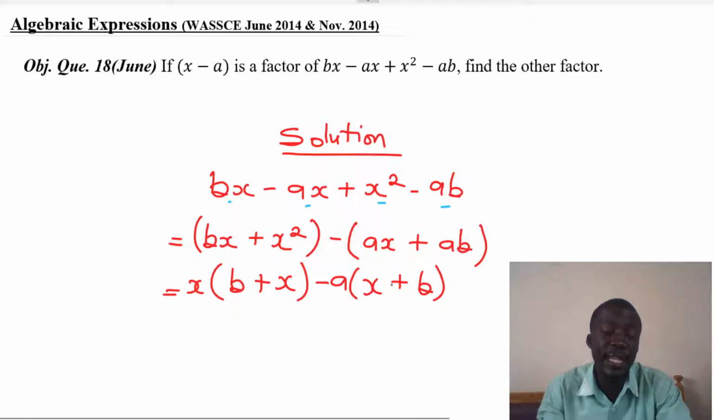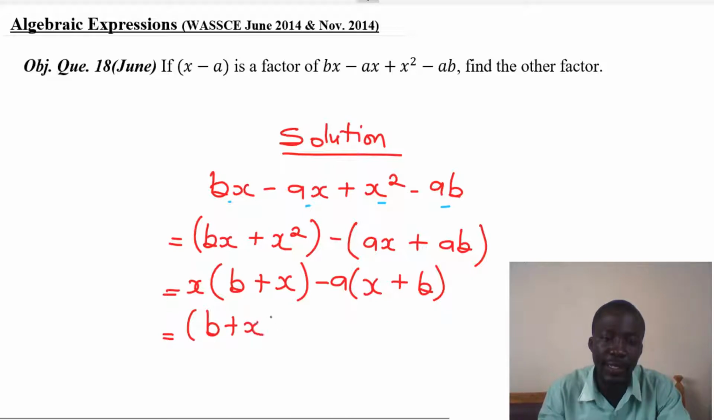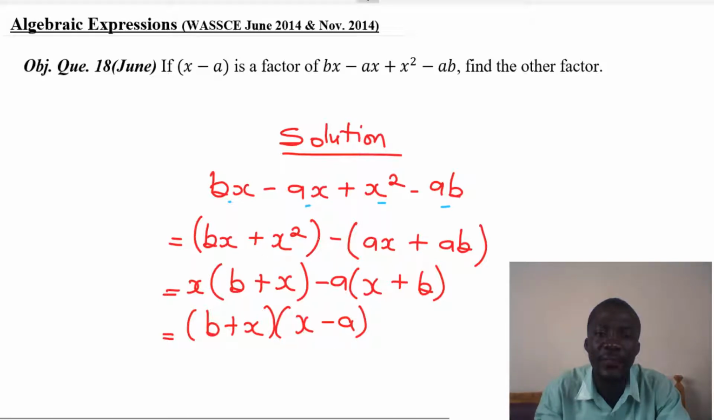So we can see that inside our brackets we have b plus x and x plus b, and by the law of commutativity, b plus x is the same as x plus b. So we can continue by factoring b plus x as we have here, and we will have x minus a also in our next bracket. So this will be the solution to the factorization of the expression bx minus ax plus x squared minus ab.